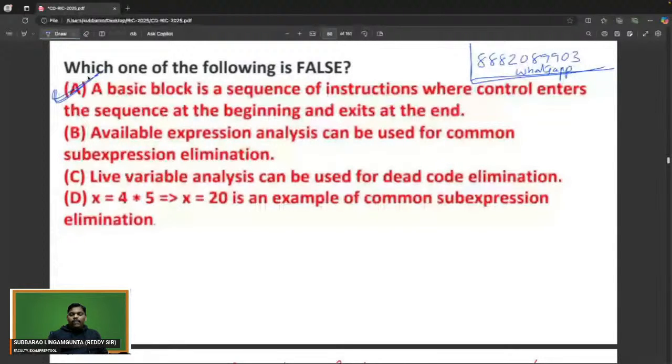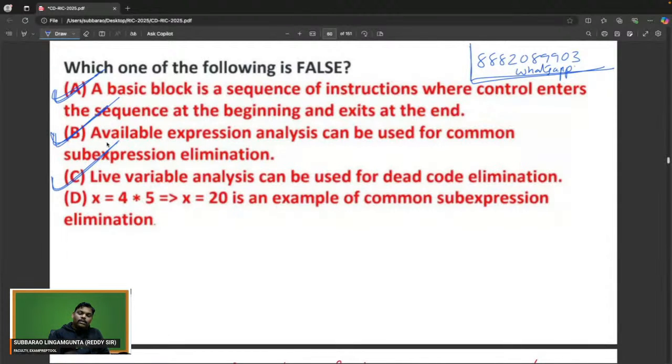Available expression analysis can be used for common sub-expression elimination. Please verify, this is also true. Google it out, you will find out. Next one, live variable analysis can be used for dead code elimination. That is also true. X is equal to 4 into 5, which is nothing but x is equal to 20, is an example of common sub-expression elimination.